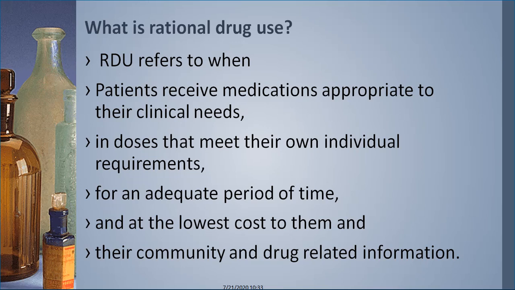The fourth point, okay, the fourth point is that rational use of medicine should also be at the lowest cost to the patient and their community. Okay, should be at the lowest cost to the patient and their community. Now, what it means is that sometimes when you're talking about cost, we are not saying that the medicine should be cheap. No.